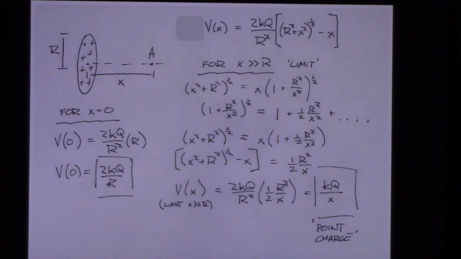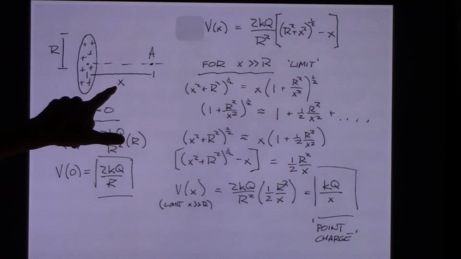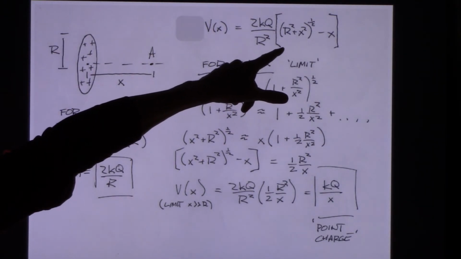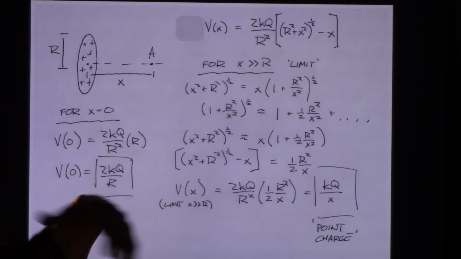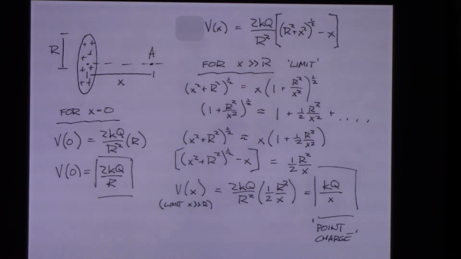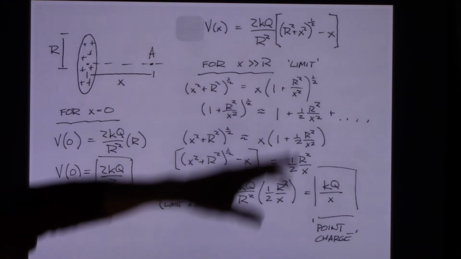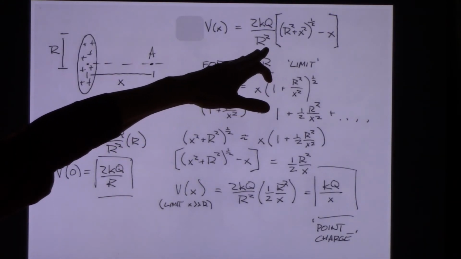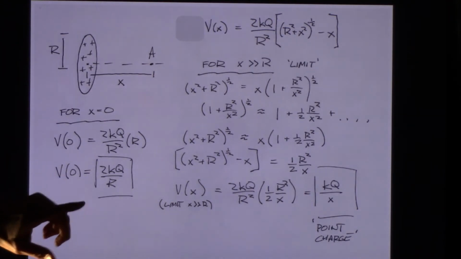Now let's push this a little further. So here is my disk of charge, here is point A, here is distance x. This is what we calculated on the previous page. That is a function. I could plot that out. I could go to my graphing site online and have that site plot this for me. So I could plot that function.